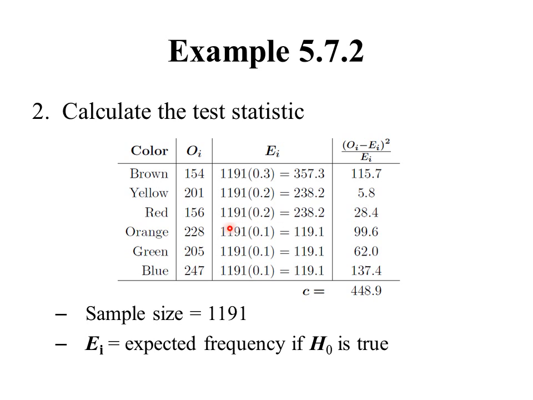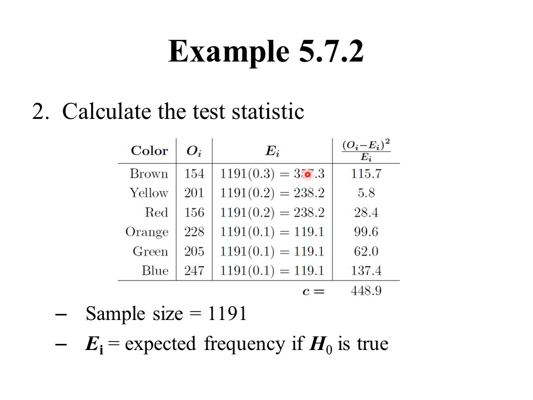Now let's just compare these two columns real quick and think about what it means. If my null hypothesis were true, I would expect to see about 357 brown candies in a sample of this size. But what I actually saw was 154 candies. Those numbers are quite a bit different. If I look at yellows, I would expect to see about 238 candies, but what I actually saw was 201. Those two numbers are not that much different. If we look at some of these others, like down here, we would expect to see about 119 blue candies, but I actually saw 247. So there's quite a bit of difference there.